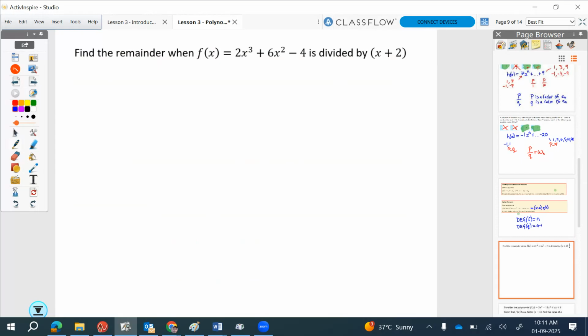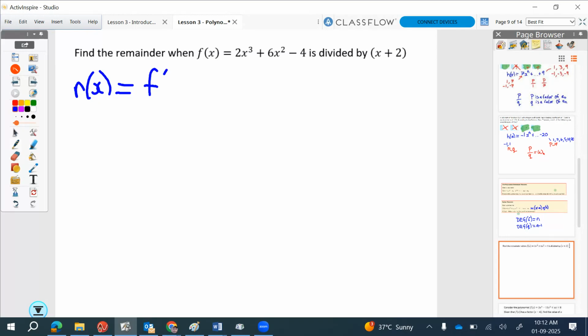Find the remainder when we divide this by that. Shall we use the polynomial division? We could. Is there a quicker way? Yes, the polynomial remainder theorem. To find the remainder, do we use the factor theorem or remainder theorem? What does the remainder theorem tell us to do? We want to find the remainder. How do we find it? We put minus 2 into f.